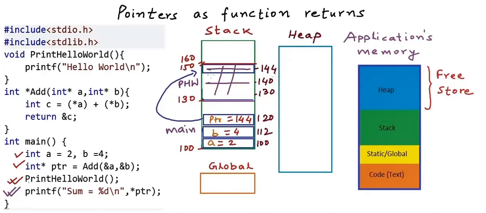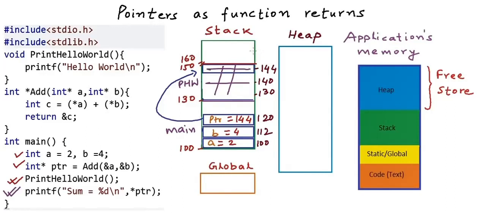Now the obvious question would be, why did we get the right value when we were not making a call to print hello world? I would say that I just got lucky. Maybe because I did not call any other function after making a call to add, my machine did not overwrite or erase the data at that particular memory location.